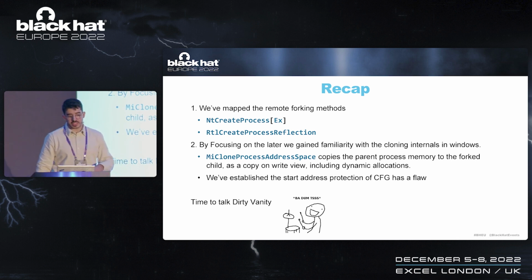And we've seen that MiCloneProcessAddressSpace does the actual clone and copies the parent's memory as a copy-on-write view to the child memory. And we established that the protection that's supposedly existing on the start address of the fork in the reflection has a flaw: it doesn't protect from dynamic memory addresses that contain execute privilege. So it's time to talk Dirty Vanity.